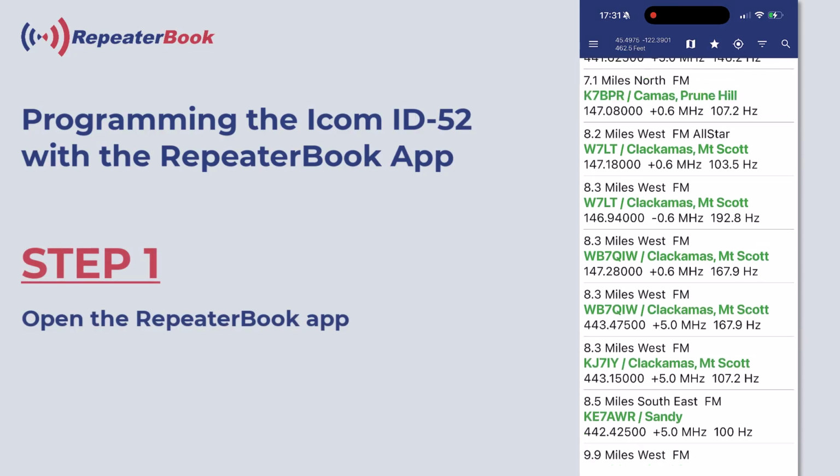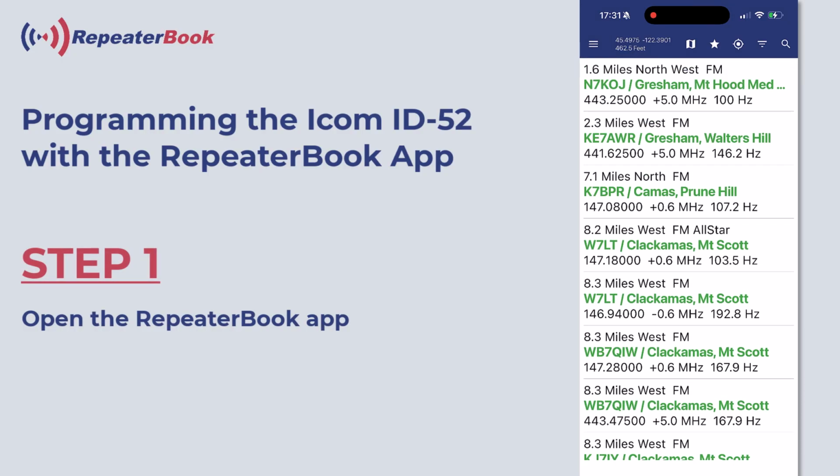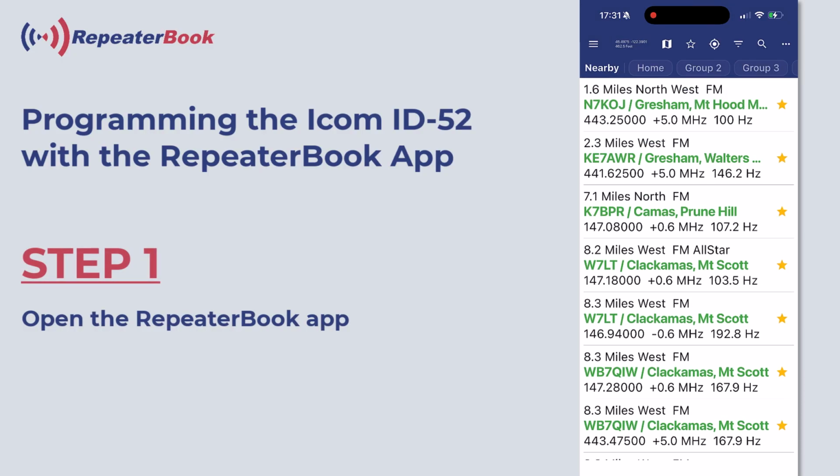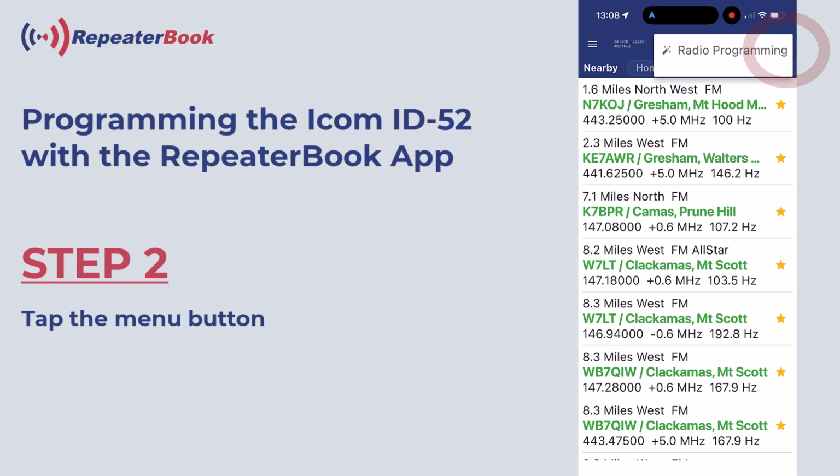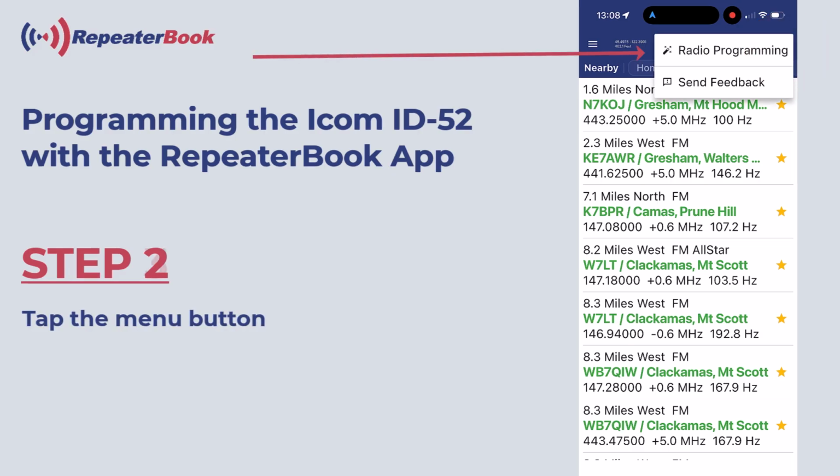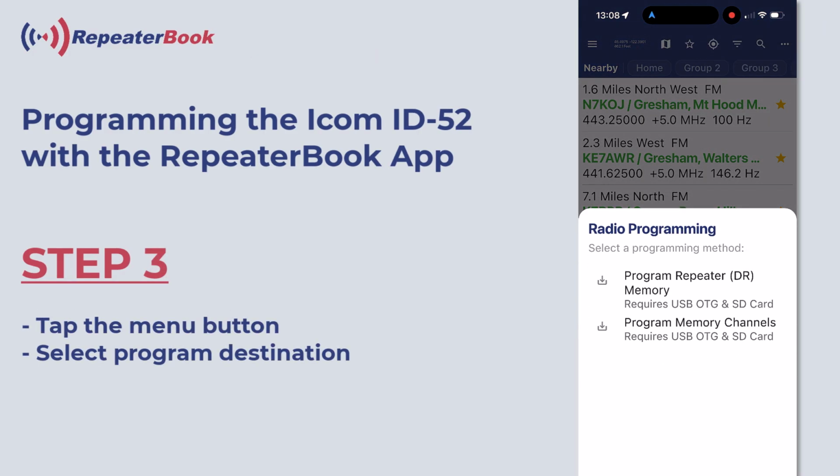Step 1. Open the RepeaterBook app. Tap the star to open My Favorites. Step 2. Tap the three-dot menu at the upper right side of the screen. Select Radio Programming. Step 3. Select either Program Repeater DR Memory or Program Memory Channels.